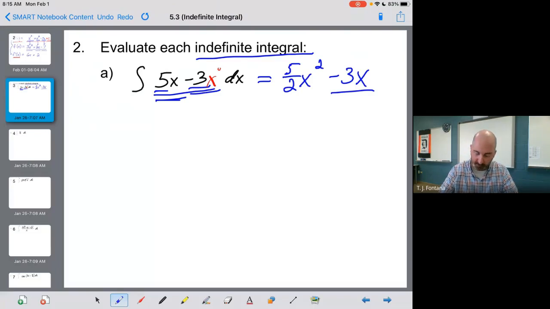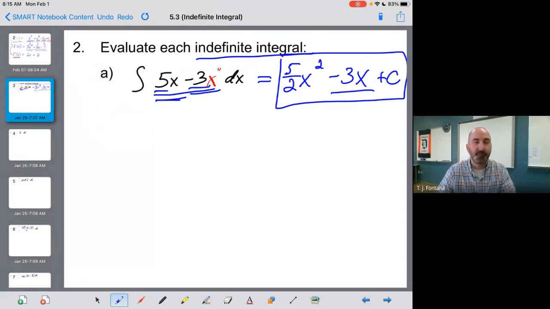And what's the only thing we're missing, everybody? Plus C. Now, I will tell you guys, it is very common, very easy, very understandable for people to leave off that plus C. Every time you do it on a quiz or a test, it costs you a point.